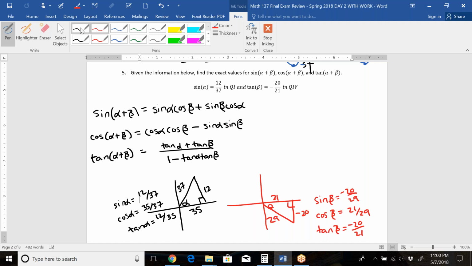Okay, so we should be able to go back up here and plug these in. So for this first one, sine of alpha is 12 over 37. Sine of beta is negative 20 over 29, plus, or sorry, I was talking before I was reading. Cosine of beta is 21 over 29. Sine of beta is negative 20 over 29. And cosine of alpha is 35 over 37.